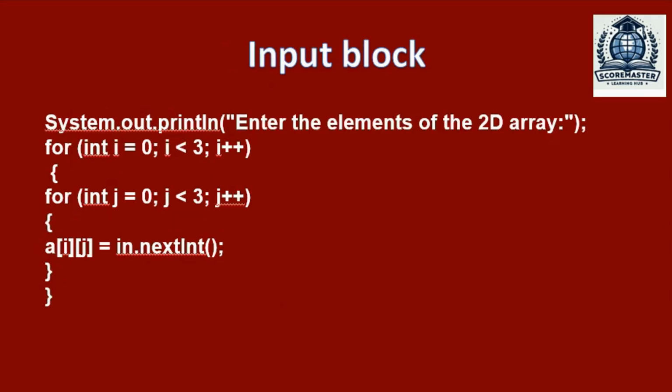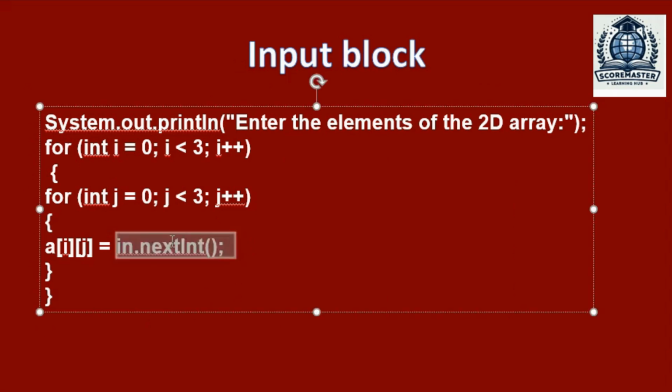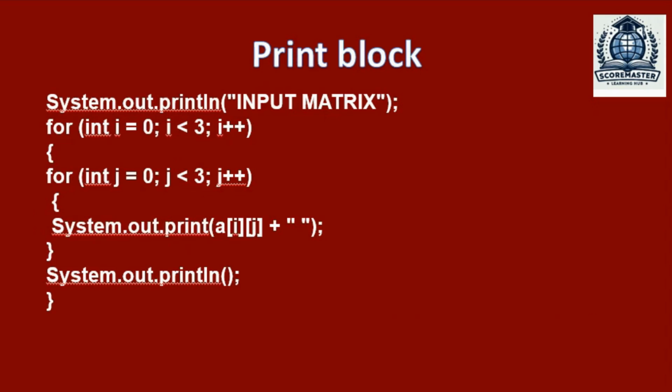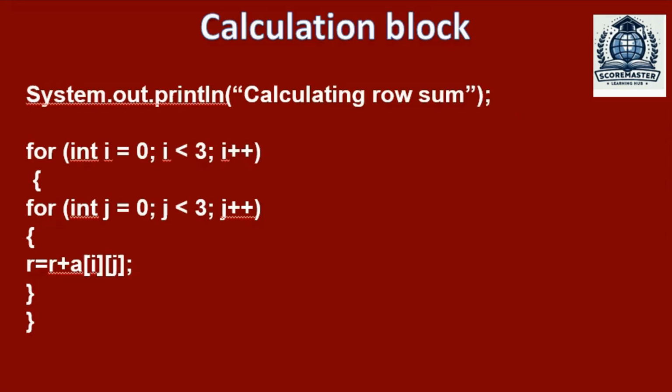The next block will be the input block. So I'm taking the input of all the array elements, a of i j, as usual. You see here i, j, and then a of i is equal to in.nextInt. What will be the next block? Printing the matrix form. So whatever elements I have taken, I am printing them in the matrix form. The logic will be the same as explained.